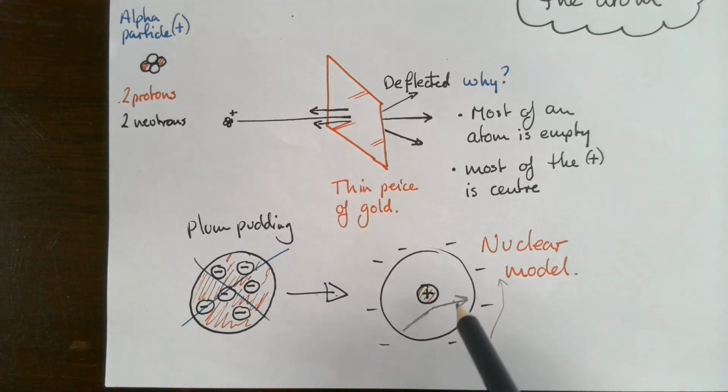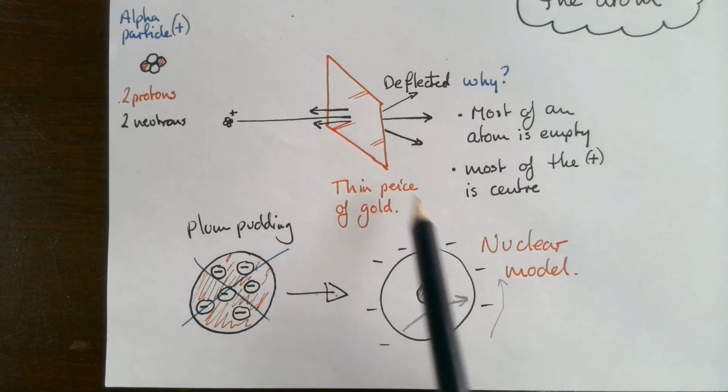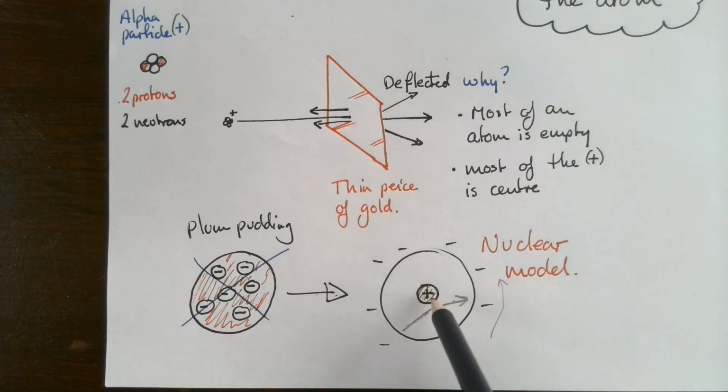Quite a lot of them passed through because they just got through the gaps in between the nucleus and the electrons. So a lot of the stuff did pass through. Sometimes though, an alpha particle would hit the nucleus bang in the centre, and if that happened, it would just bounce back again. And that's what was happening here with some of these.